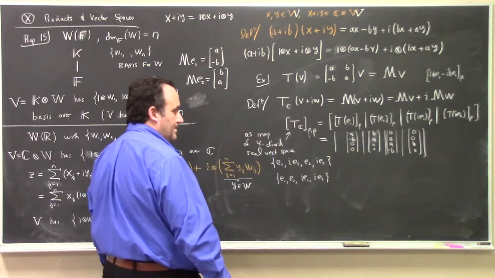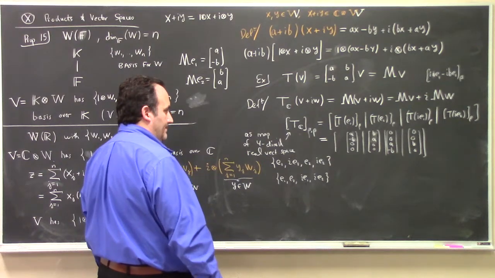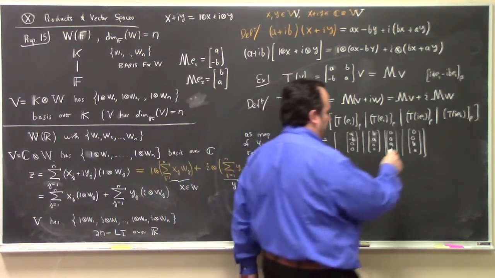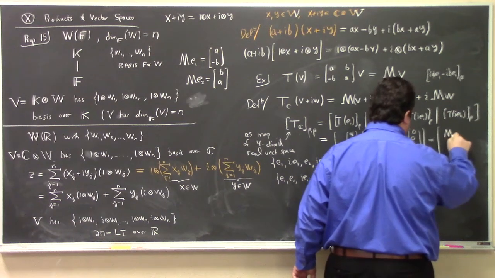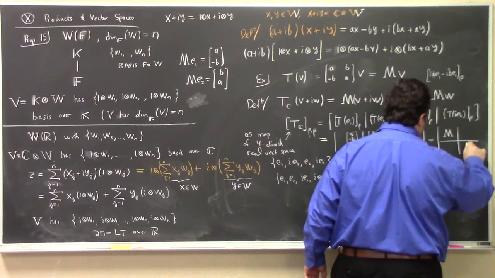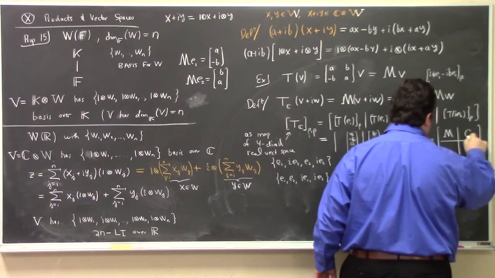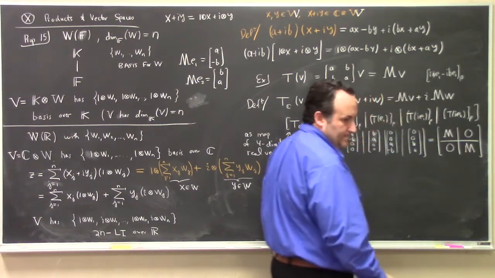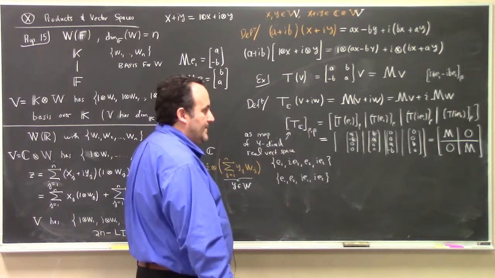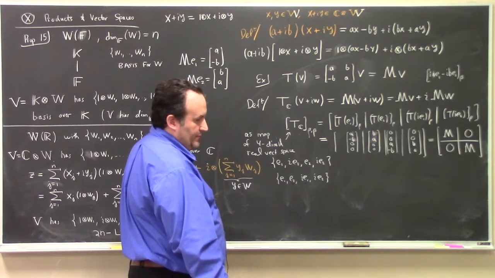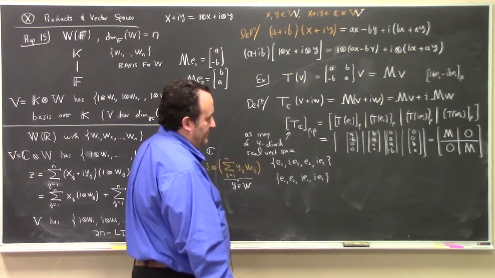So you get a diagonal, well, it's not diagonal, right? What we have, though, is something, while it's not diagonal, we do have a nice pattern. We have M, M, 0, 0. So that's not an accident.